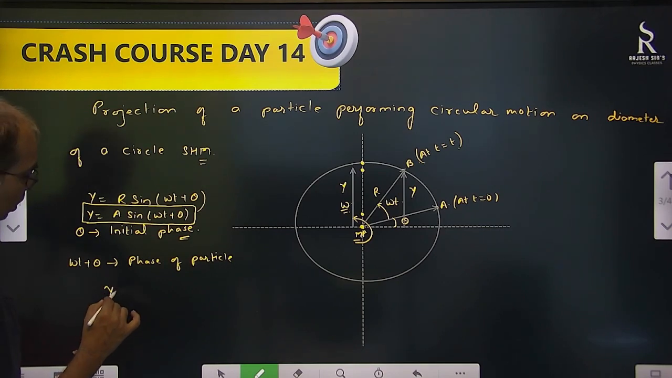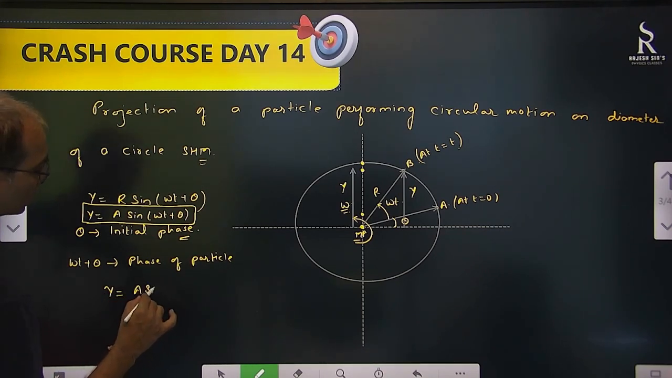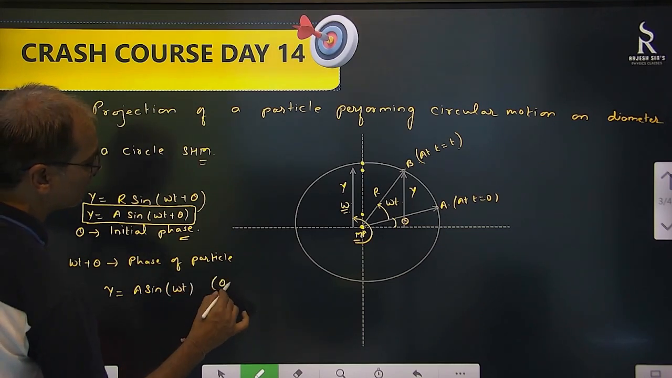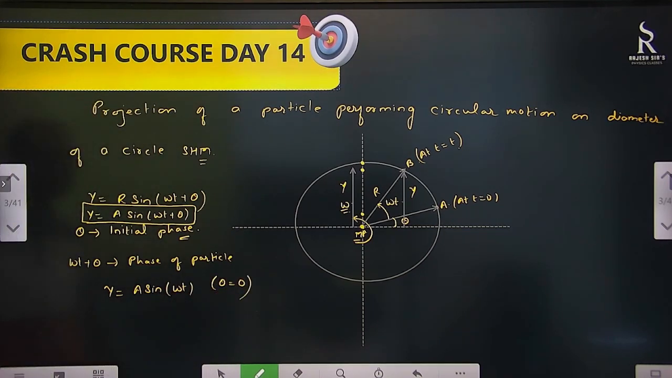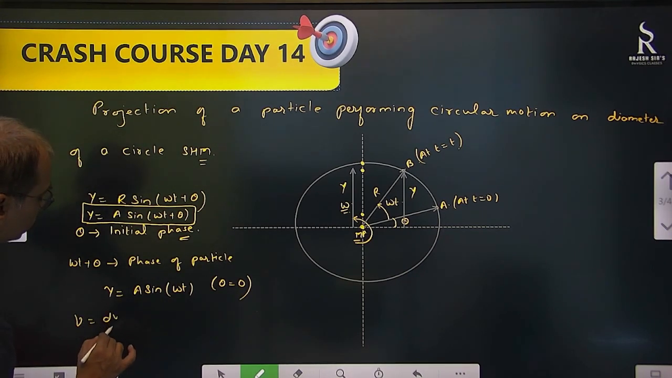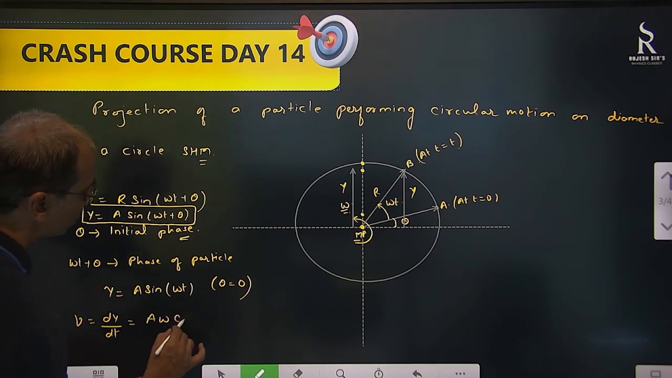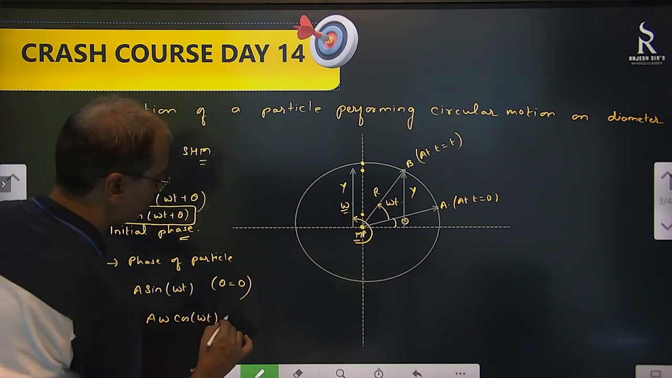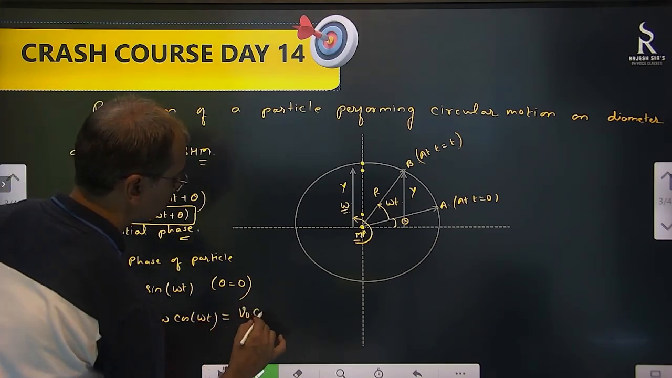Y equals A sin(omega t + theta), or you write omega t only. Consider the initial phase theta to be 0 for the time being. So this is displacement. Then velocity. Velocity will be the differentiation of this. So what's going to come? A omega cos omega t. This A omega we can write as v naught. So this becomes v naught cos omega t.